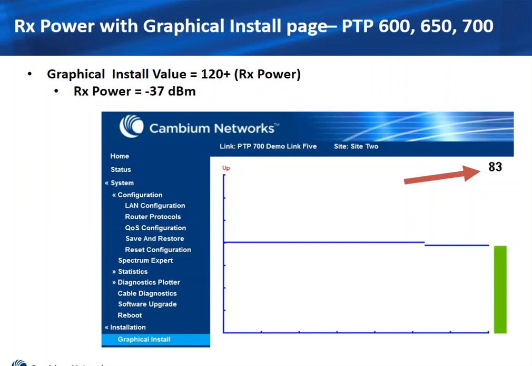It's really meant to be intuitive for someone who is not familiar with the decibel system, so they can say, okay, more is better, a taller number is better. But if you're looking for a value to check against your install report, that's where you get the number from. You would take 100 plus the received power number. Received power is, of course, always negative.